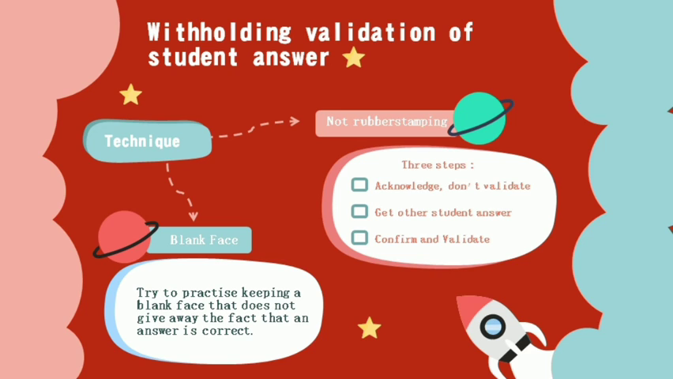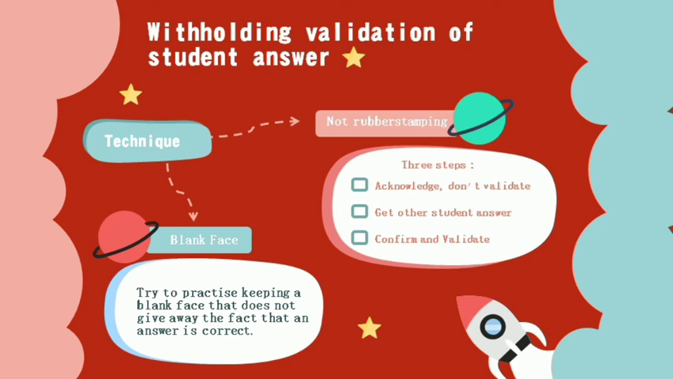Rubber stamping means attempting to respond immediately to what they say, perhaps validating their answer with a yes or correct, or by indicating that they haven't yet got the right answer. If you do this, it lets students know where they stand, but it also closes down many possible ways that the discussion could expand to involve more of the class. So it kills interaction between the teacher and other students.